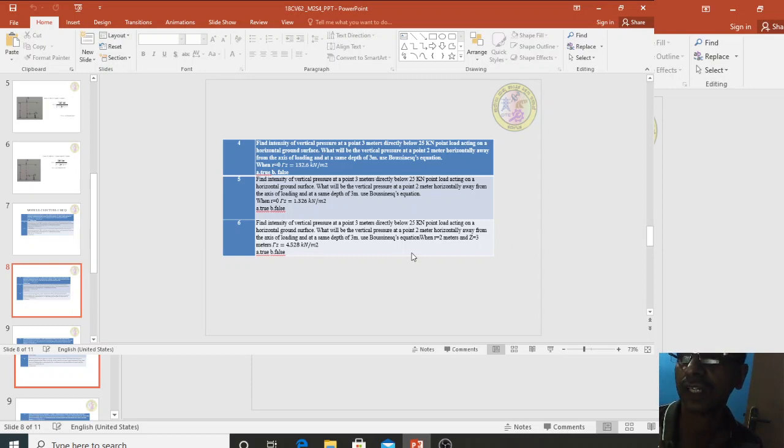Next question. Find the intensity of vertical pressure at a point 3 meter directly below a 25 kilonewton point load acting on a horizontal ground surface. What will be the vertical pressure at a point 2 meter horizontally away from the axis of loading and at the same depth of 3 meter? Use Boussinesq's equation. When R is equal to 2, Z is equal to 3, the answer is 0.528 kilonewton per meter square. When R is equal to 0, it is 1.326, which means when R is equal to 2 meter, it can never be 4.526. Therefore the option is B.